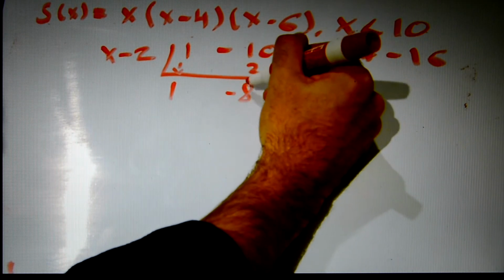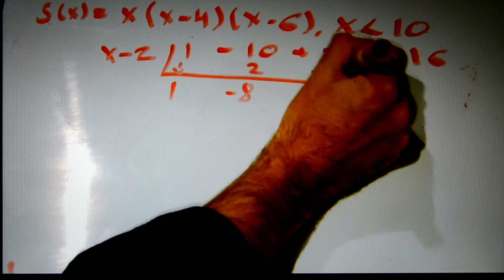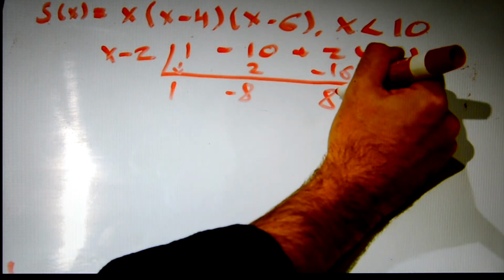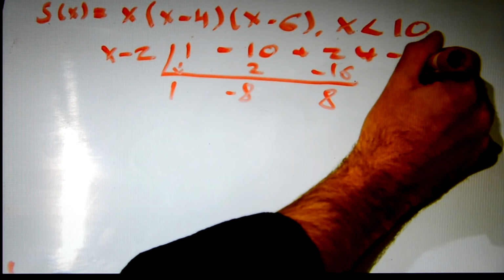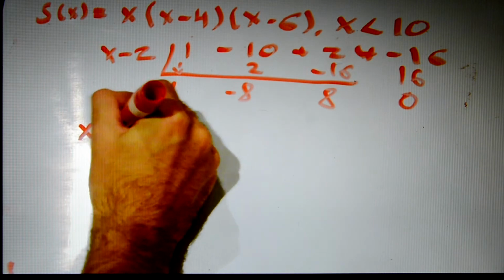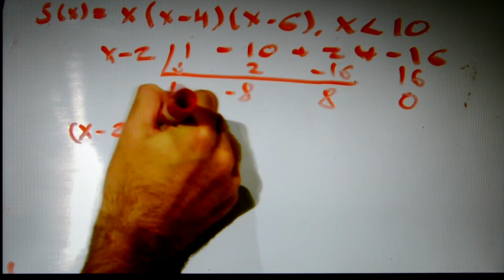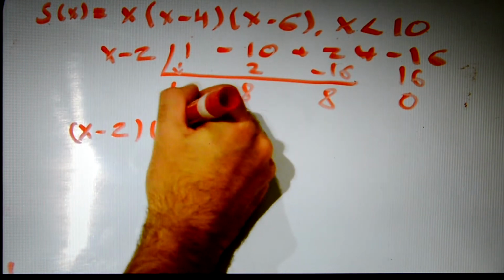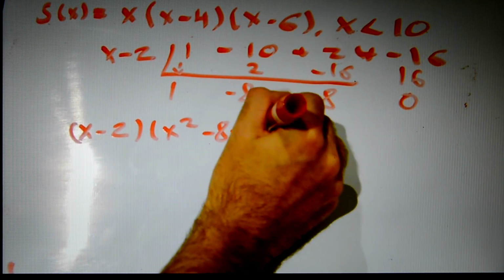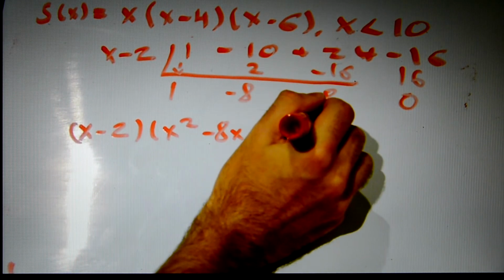8 times negative 2, or 2 times negative 8, equals negative 16, and we add, giving us 8 once again. And then 8 times 2 equals 16, giving us 0. Once again, proving that x minus 2 is a factor, and giving us the quadratic of x squared minus 8x plus 8 as our other factor.